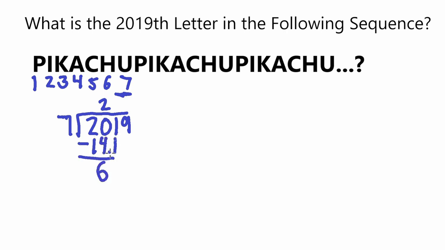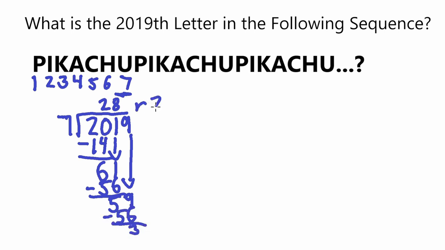And then bring down the 1. How many times does 7 go into 61? Well, 7 times 9 is 63, right? So that's too big, so it'd have to be 8. And 7 times 8 is 56. That's 5. And now we bring down the 9. And 7 times 8 again would bring us closest to 59, because we would get 56. And if we subtract, we would get 3. So we have a remainder of 3.